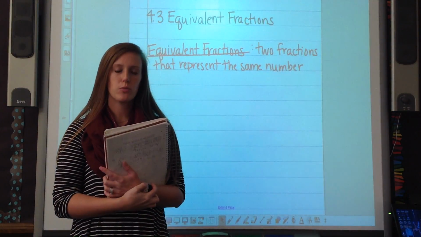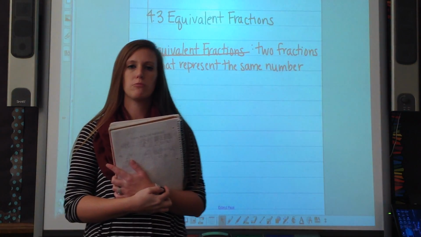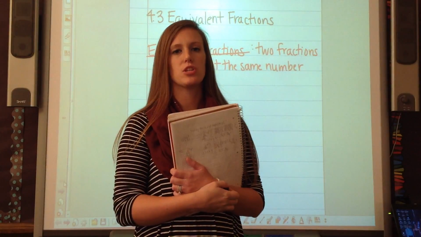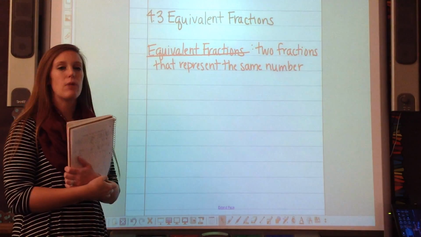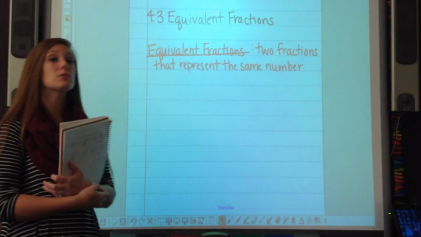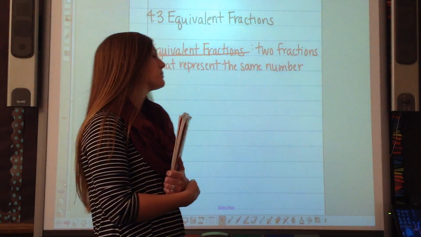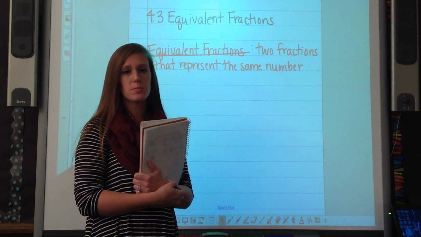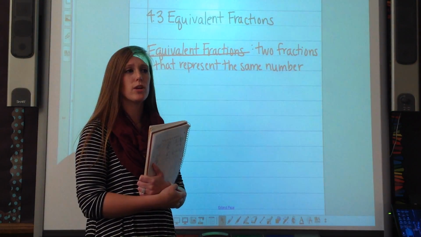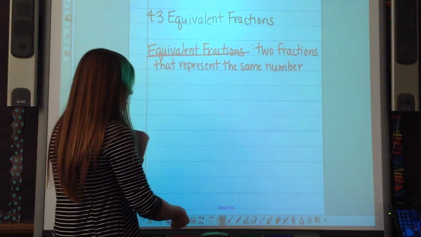In lesson 4.3, we are going to be finding equivalent fractions. So let's start with the definition for equivalent fractions: two fractions that represent the same number. You need to push pause and write that down. To find equivalent fractions, you're going to multiply or divide the numerator and denominator by the same number.